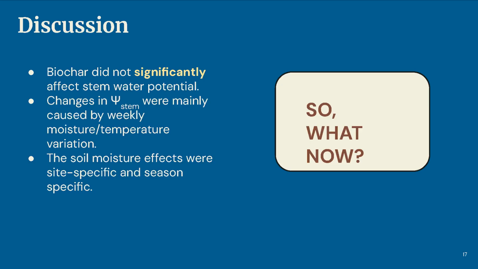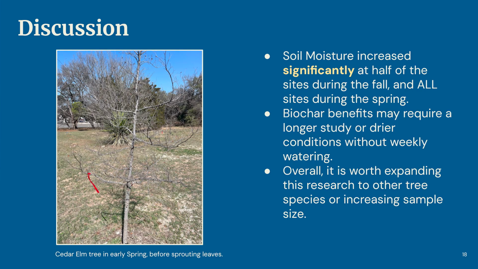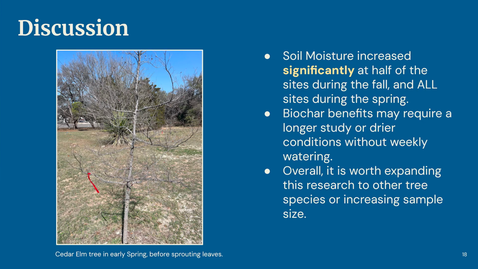So what now? Why does this matter? The soil moisture effects seem to be more site-specific and season-specific versus having any real effect from the biochar. However, I think it would be worth redoing this study either with the same cedar elm trees and including more measurements or changing the sampling procedures like I mentioned above, because we do see a difference in the soil moisture, and even though water potential is only one aspect of tree health, it's a very large aspect of tree health.